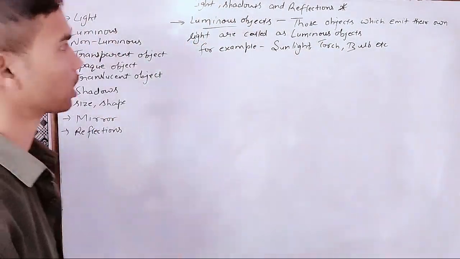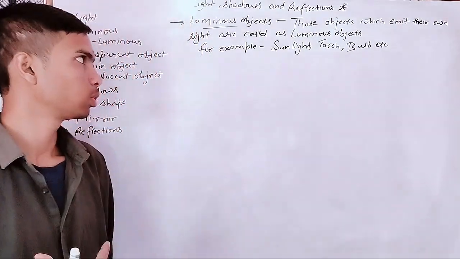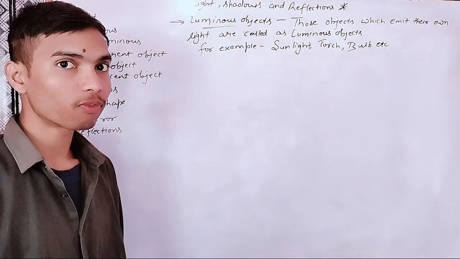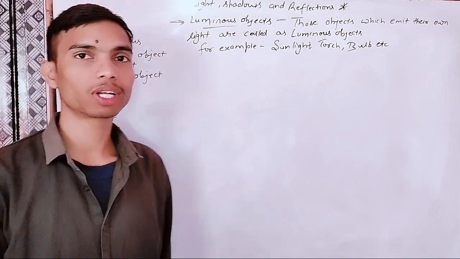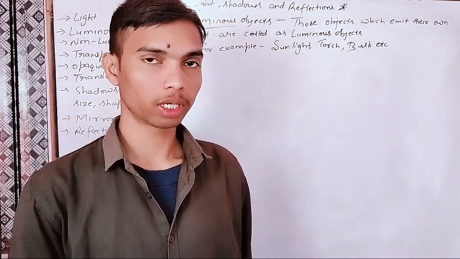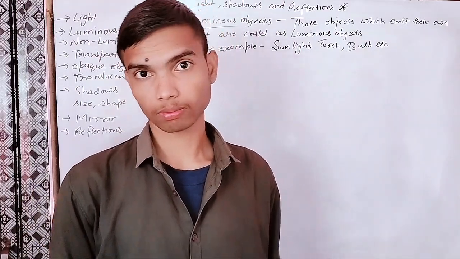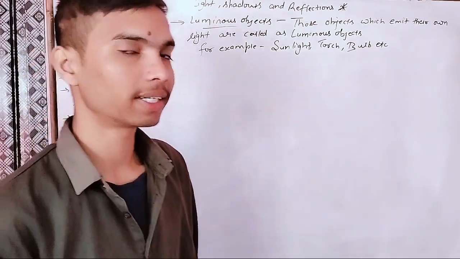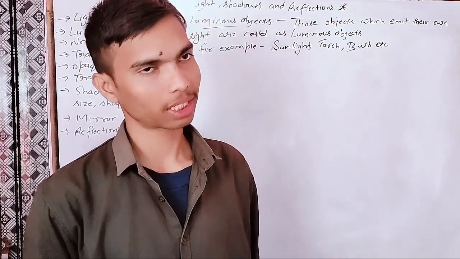Here, one thing to notice. We have two types of light. One is natural light and second is artificial light. Natural light is made by nature, not human. Natural light will not be made by human because human cannot make natural light. Okay.